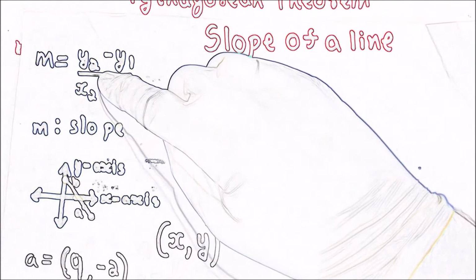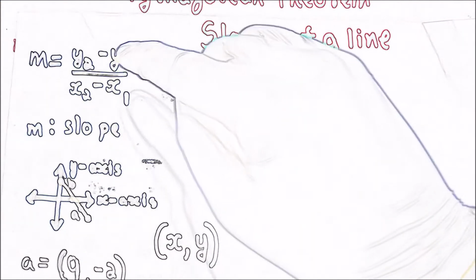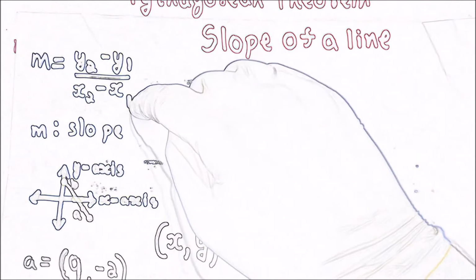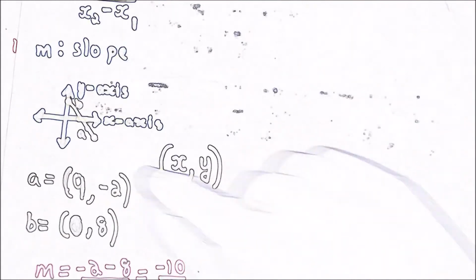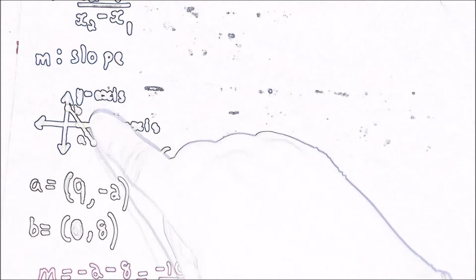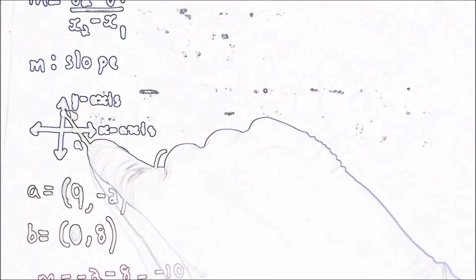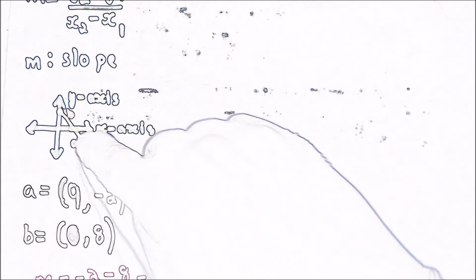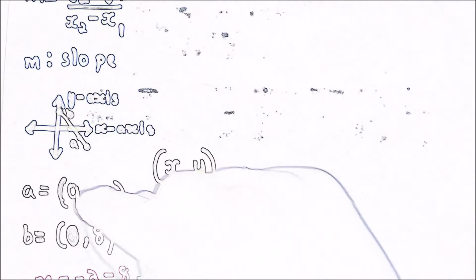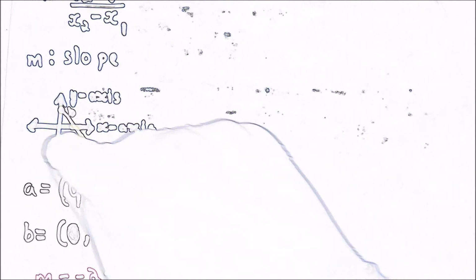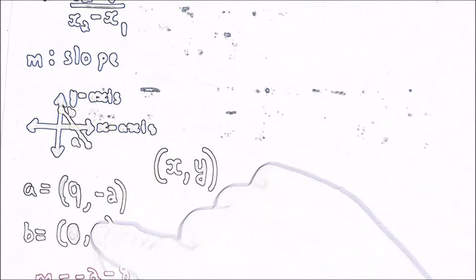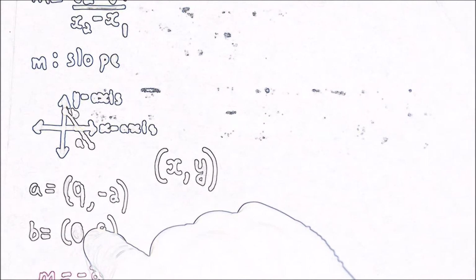So I'm just gonna solve this equation. I took 2 points so that we can get into this. So I'm gonna give A is equal to this point right there. A is equal to 9 and negative 2. So 9 is the x value and negative 2 is the y value. So right there. And B is equal to 0, 8.